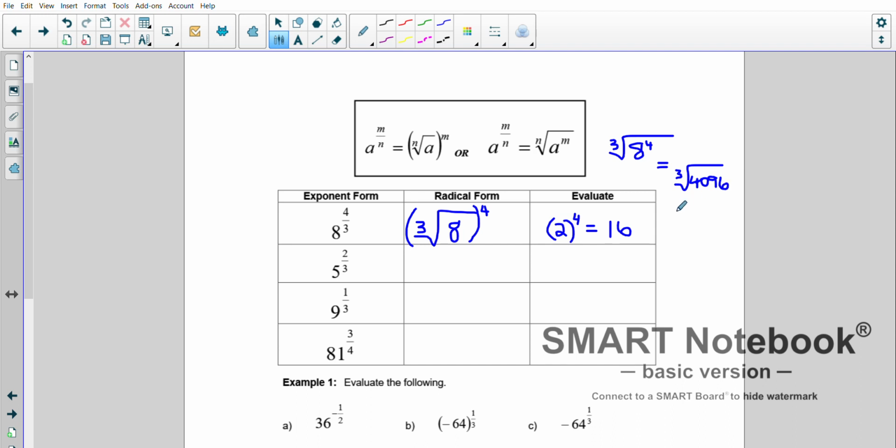Which I'm just confirming does equal 16.